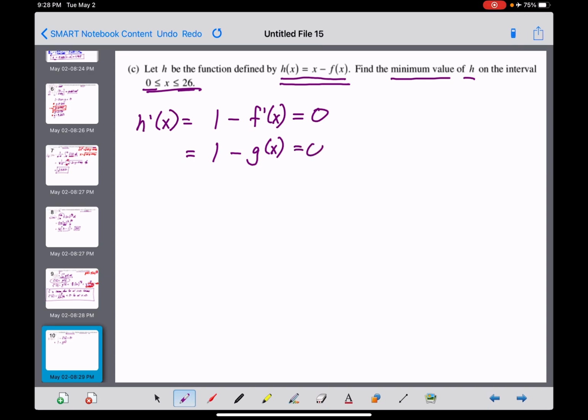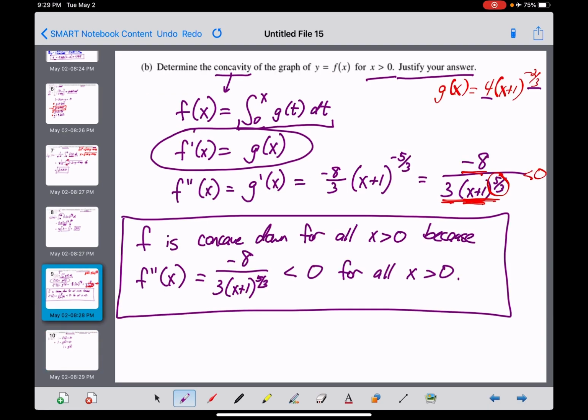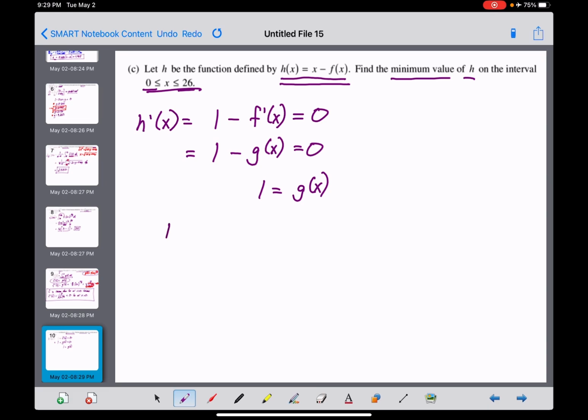So I'll do the same thing right here, and now I'll work on solving this equation. I'm going to bring that g of x to the other side and get 1 has to equal g of x. And g of x, we had an explicit definition for. So it's that ugly expression right there of 4 times x plus 1 to the -2/3 power. That's g of x, and we want that to equal 1. And obviously, since this is a non-calculator question, they expect us to be able to solve that by hand.